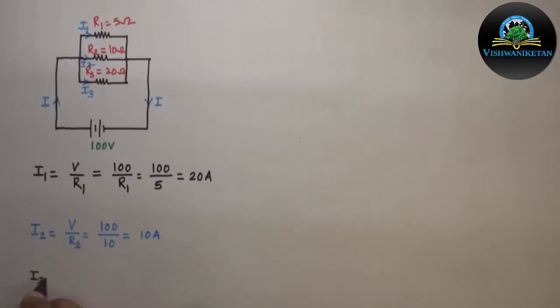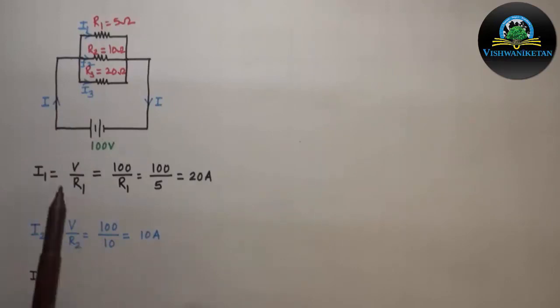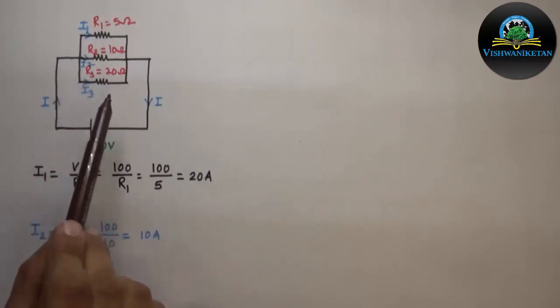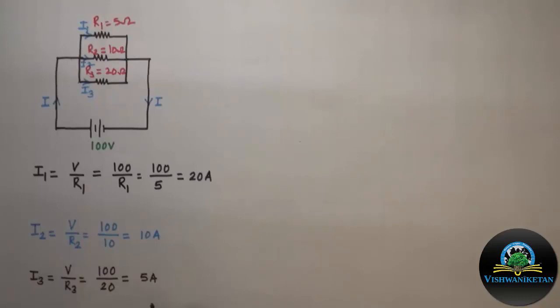Then I will go for I3. I3 is the current flowing through R3, which has a value of 20 ohm. The voltage across R3 is the same, that is the supply voltage, 100 volt. So the formula for I3 is V divided by R3. The value of V is 100 and the value of R3 is 20. Therefore, the current I3 is 5 ampere. So we have calculated I1, I2 and I3. I1 is 20 ampere, I2 is 10 ampere and I3 is 5 ampere.